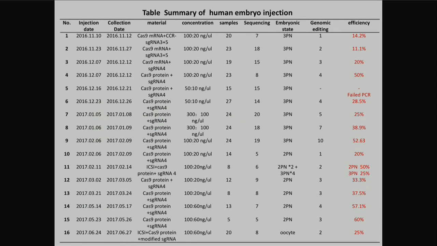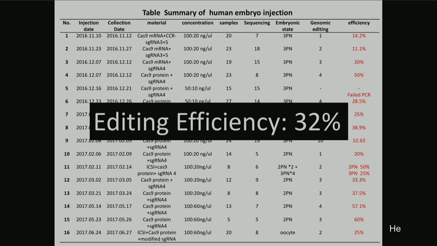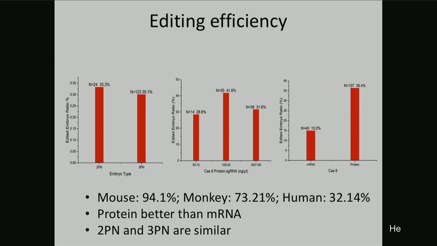Mostly they are 3PN, some are 2PN. We tried multiple methods, and the efficiency is getting better and better. Currently, putting all the data together, the average editing efficiency is 32%, meaning 32% of embryos have shown some editing. For mouse, it's better, 90%. For monkey, it's 70%. For humans, only 32%, maybe because the embryos are not healthy.